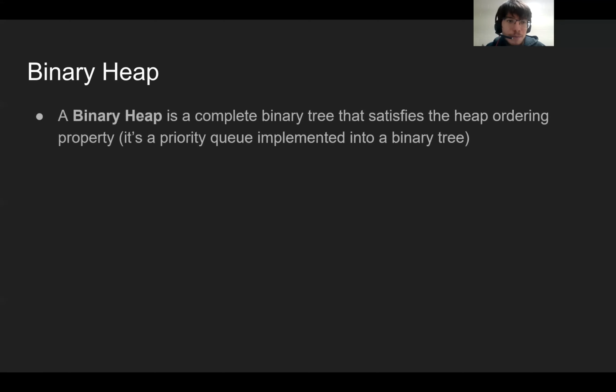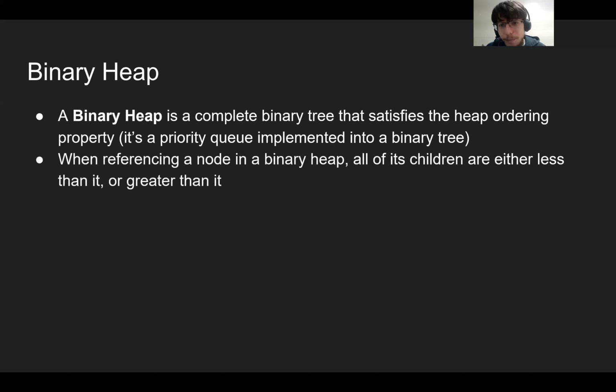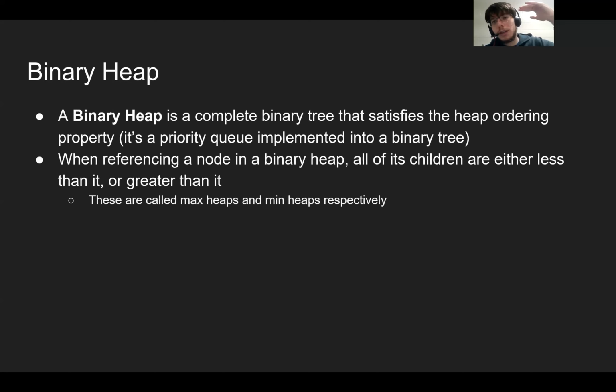Okay, so a binary heap is a heap where every node has at most 2 children. It's a complete binary tree that satisfies the heap ordering property. So it's just a priority queue. The priority queue is just a heap. When referencing a node in a binary heap, all of its children are either less than it or greater than it. So we order by levels almost, like anything below me is of less priority.